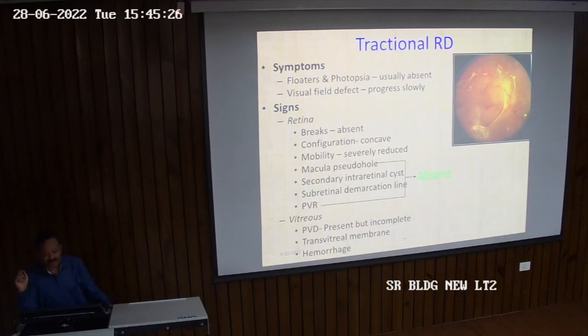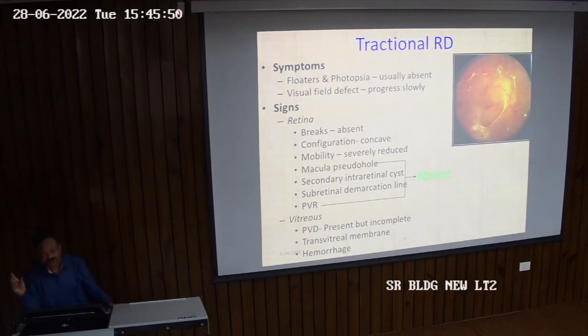So what are the signs which tell you that in the retina you will not find a break? Because if a break is there, it is rhegmatogenous. The configuration is usually concave. That means in rhegmatogenous RD we are talking about bullous, that means the retina is elevated. But in traction RD something is pulling, so the retina will look like a concavity. That is a sign of something pulling from above.